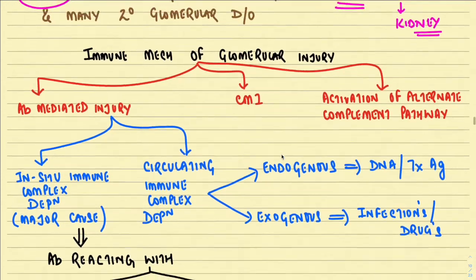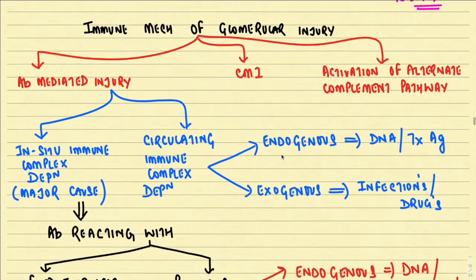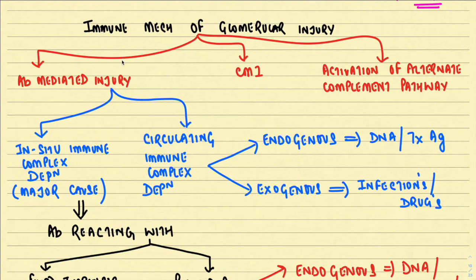Now let us discuss. There are many mechanisms of glomerular injury, and the most important mechanism of glomerular injury is the immune mechanism. Very, very important. The immune mechanisms can be classified in various ways. Number 1, antibody mediated injury, number 2, cell mediated injury, and thirdly there is activation of the alternate complement pathway. These are the 3 very important types, and out of these, antibody mediated injury forms the majority of the mechanisms of glomerular injury.